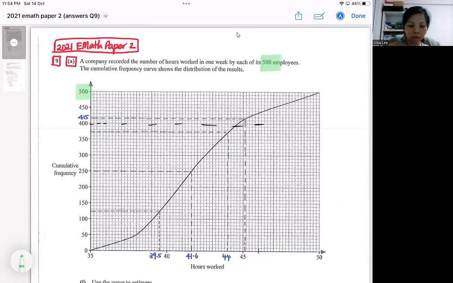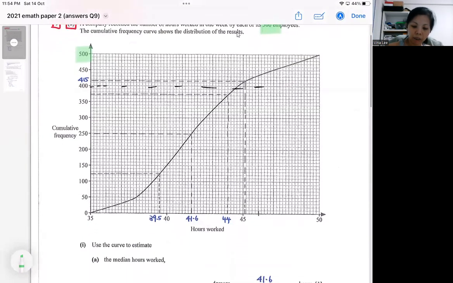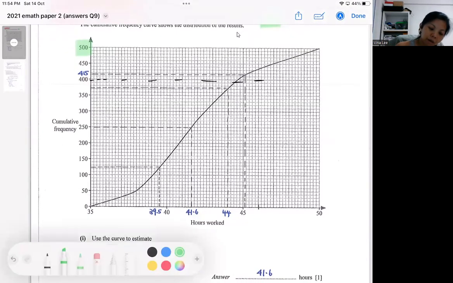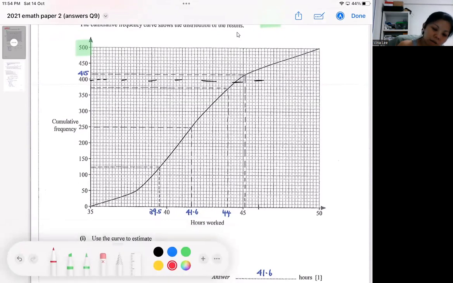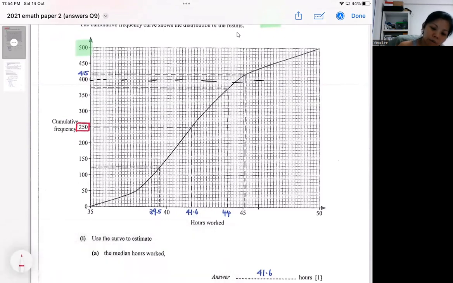Because this 500 is important for you to see how you get the median. Median is the 50th percentile, so you will look from 250. So that's my median.